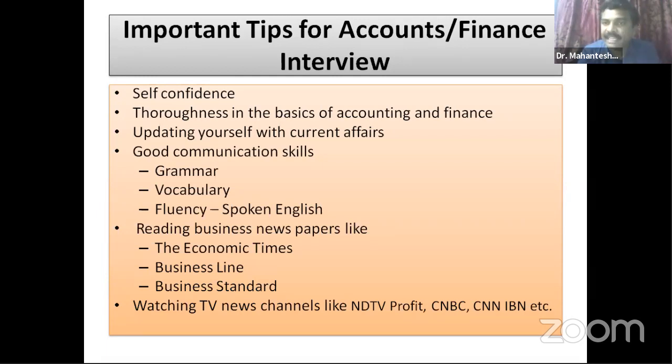Things that I explained to you in the first, second and third series are accounting concepts like the business entity concept, money measurement concept, going concern concept. Those are very, very important things. Updating yourself with current affairs, what's happening in and around, which company has got merged with which other company, how much net profit Infosys reported for the last quarter. So what's happening in and around, current affairs, is very important.